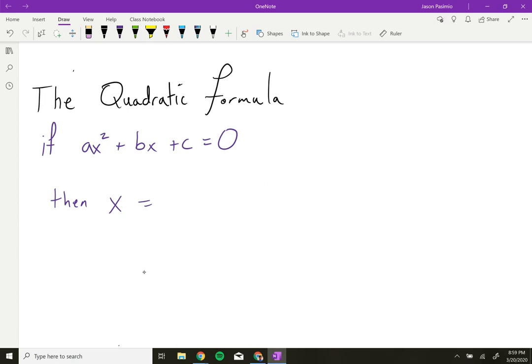X is equal to, does 2a hang low under negative b plus or minus the square root of b squared minus 4ac? I remember that one too.